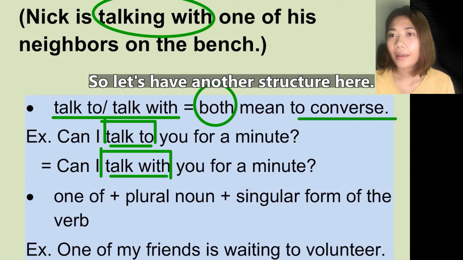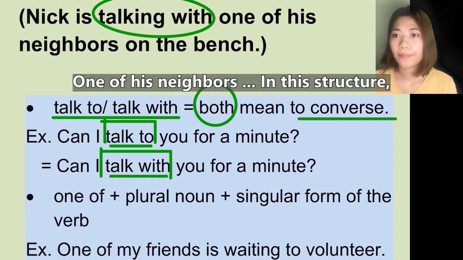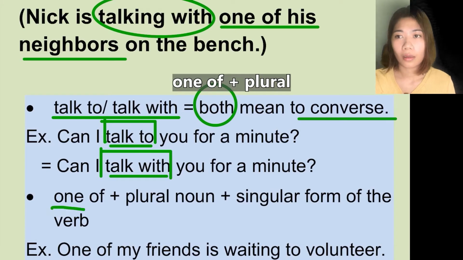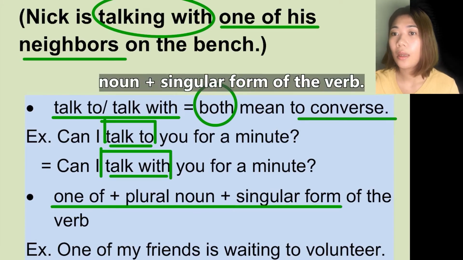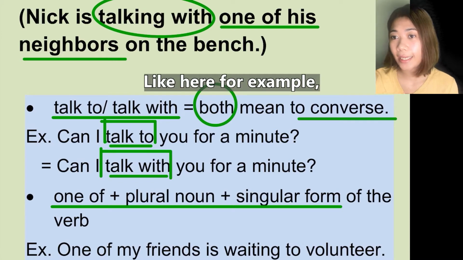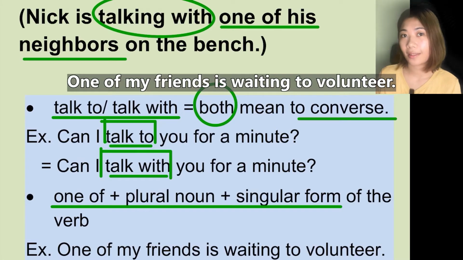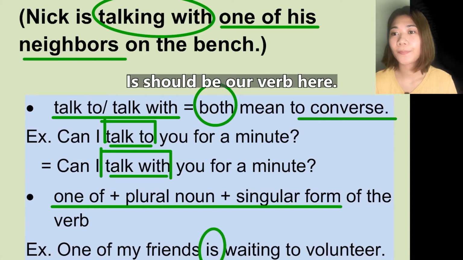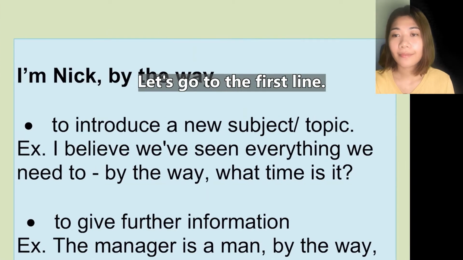So let's have another structure here. One of his neighbors. In this structure, we need to follow this rule: one of plus plural noun plus the singular form of the verb, if you put it in a sentence as a subject. Like here, for example, one of my friends is waiting to volunteer. Is should be our verb here. Let's go to the first line.